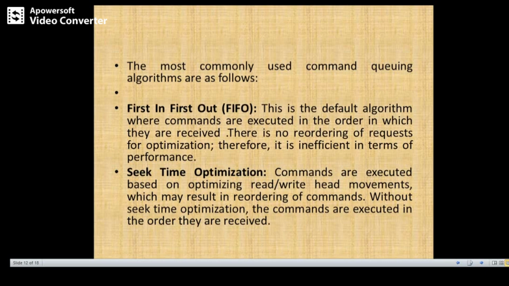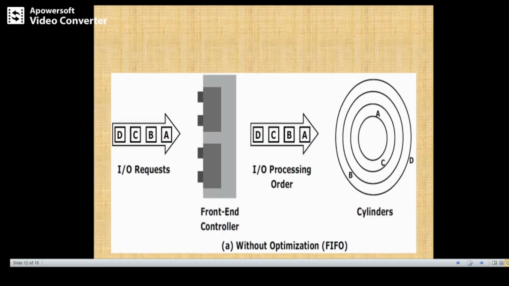The next one is seek time optimization. Commands are executed based on optimizing read and write head movement. So here we use an optimization concept: we optimize read and write head movement, and depending upon that, the commands are executed. Without optimization, that is first in first out, whatever order the commands arrive in, A, B, C, D, in the same order the commands are executed.